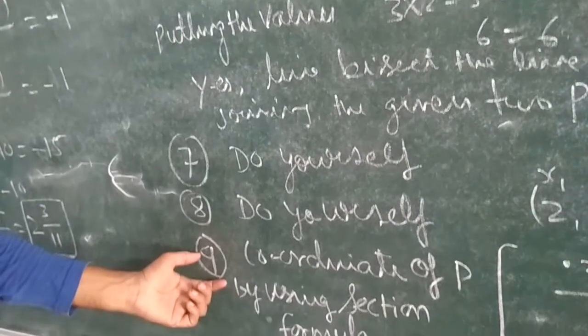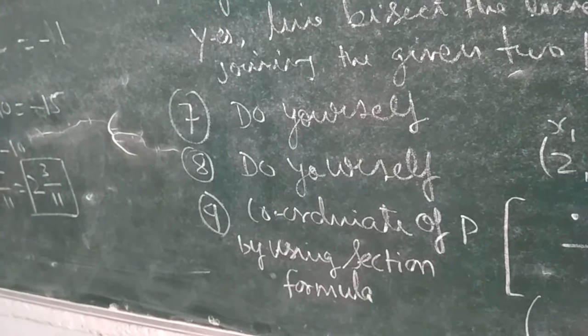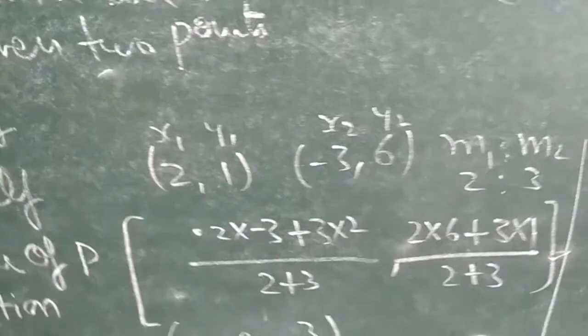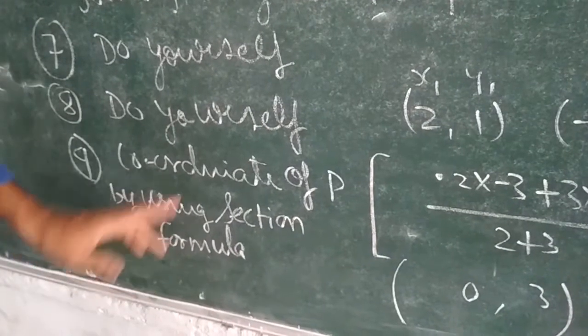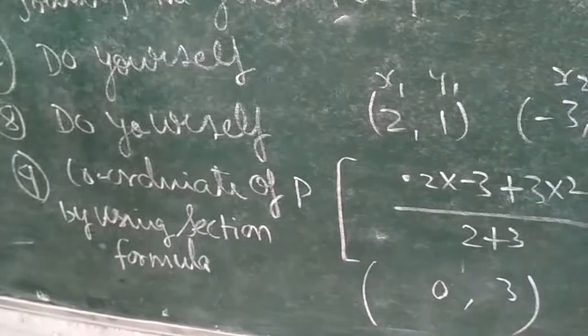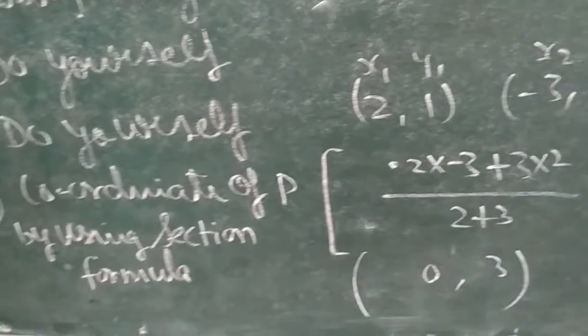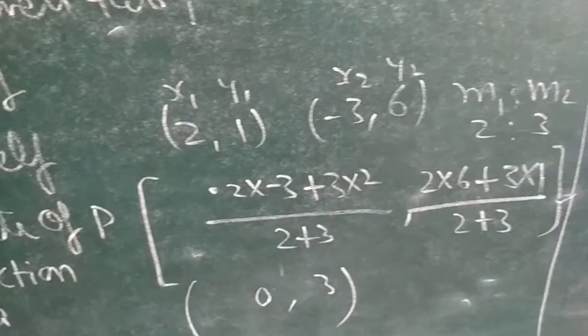And question number 9, here you are given 2 points and the ratio in which a point divides the line joining the given 2 points, 2:3. So by using the section formula, we can find the coordinates of P. What is the section formula? (m1 x2 plus m2 x1 upon m1 plus m2, m1 y2 plus m2 y1 upon m1 plus m2).